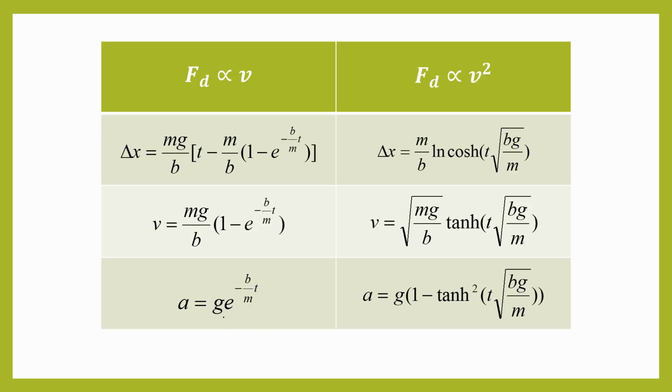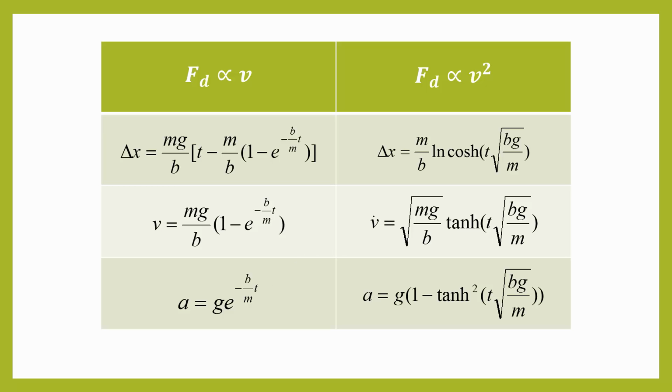And you notice as t gets large, this goes to 0, so you end up with an acceleration of 0. When t is small, close to 0, this just becomes 1, and so that is our initial acceleration, which is g, and that is all well and good of what we should expect.